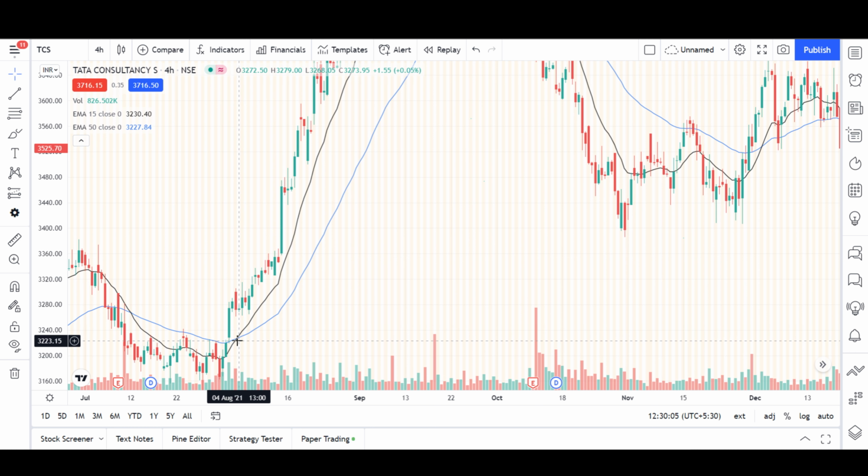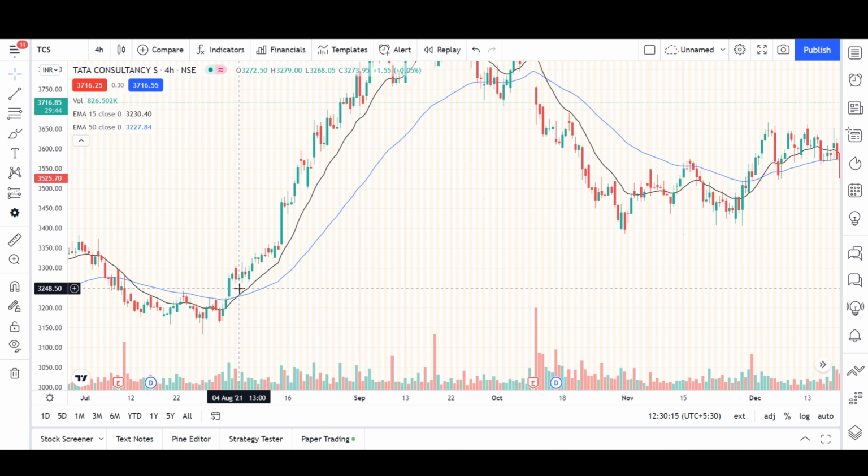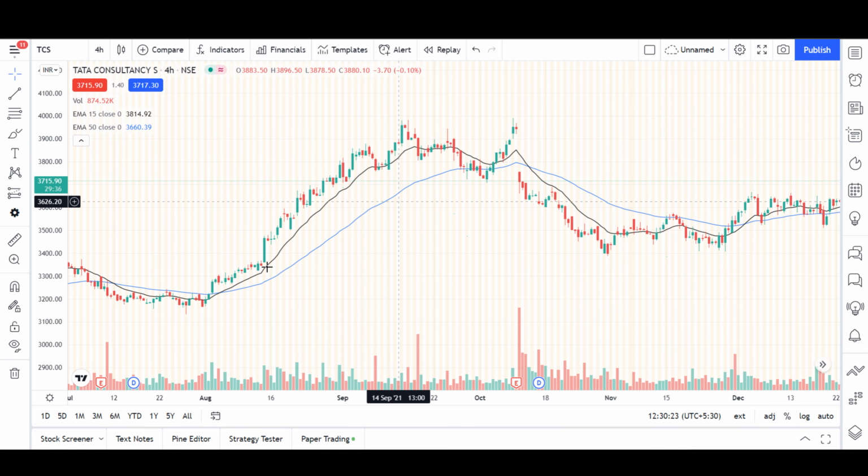Our entry in this stock will be on the next 4-hour candle. We just have to see if this is a strong trend, if the bullish trend which is going to take place in the future is a strong bullish trend. So we have to wait and see whether this buy signal is a legitimate buy signal or not.